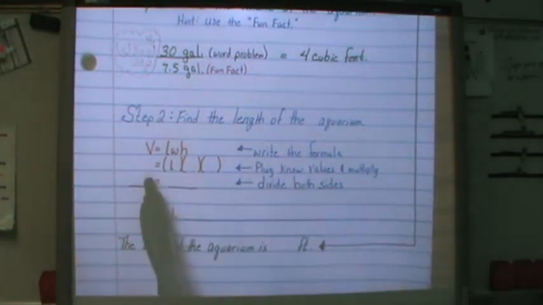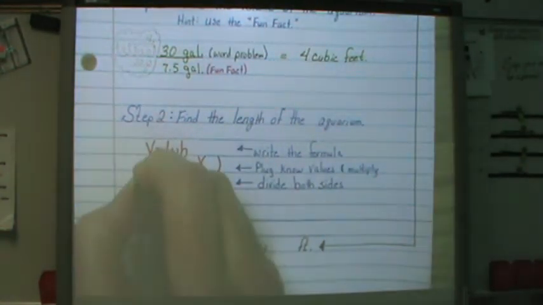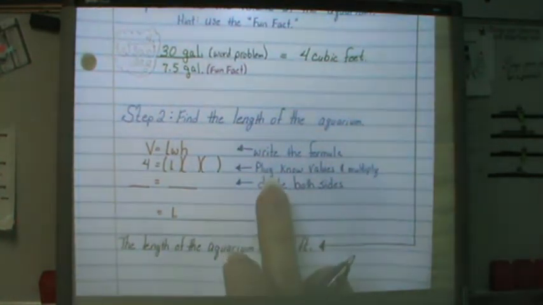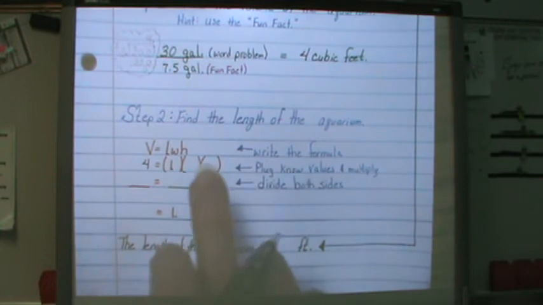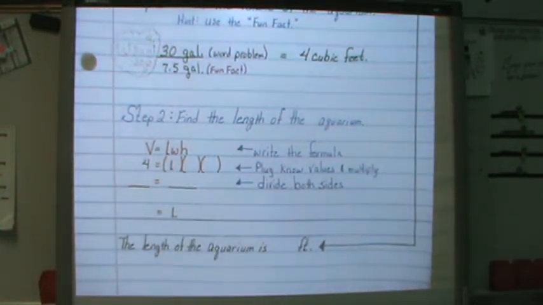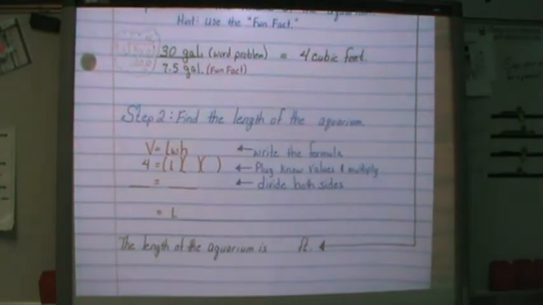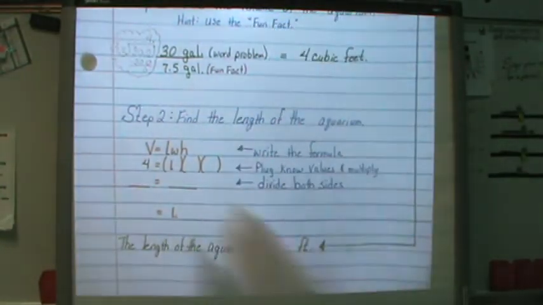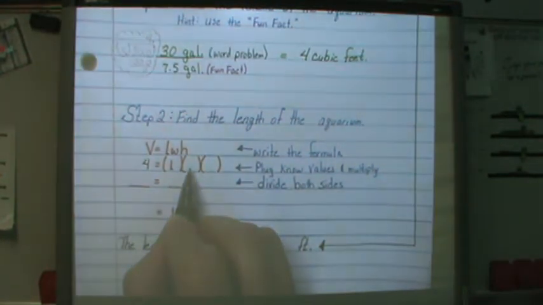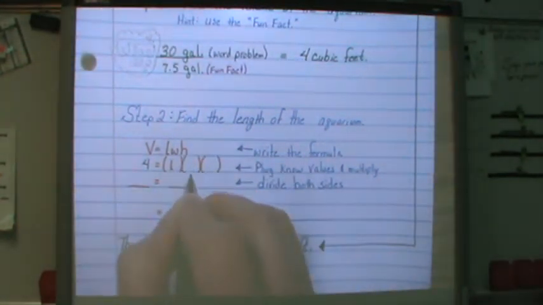So my volume I just figured out is 4. My length was, I forget. My length is what we're looking for? I think so. Yes, find the length. Okay, yes, the length. Okay, I'm slow. The width was 0.8, decimal 8, 8/10.